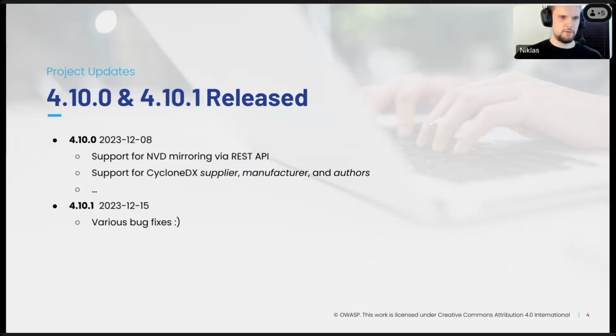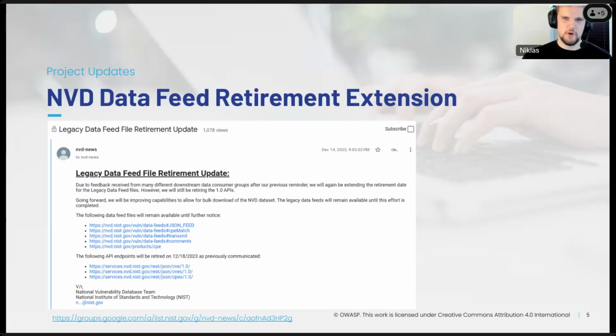And then a few days later, we released a small bug fix release for the new stuff we brought in. Regarding the NVD mirroring announcement, just shortly after we finished the work on this REST API integration, the NVD announced that they will not retire the feeds. So if you have switched to the REST API integration, that's fine. If it works for you, please continue using it. But you can also safely switch back to the file-based feeds if you have problems with the REST API integration. So that also works.